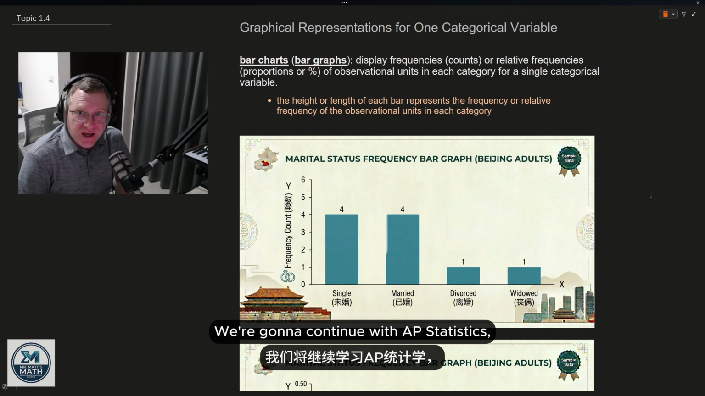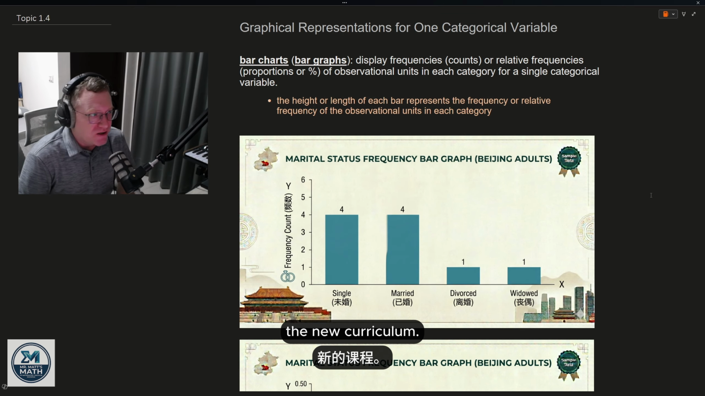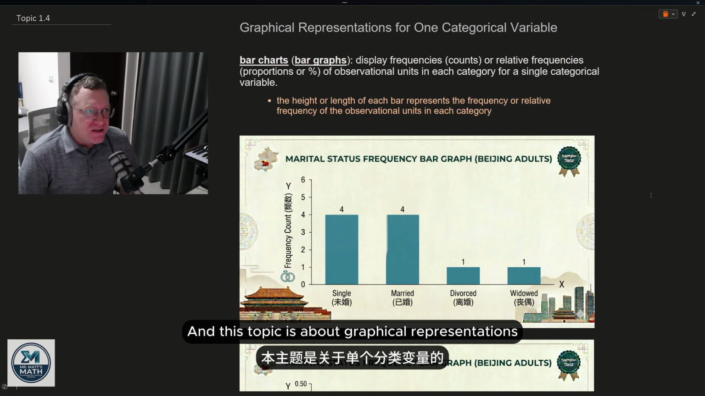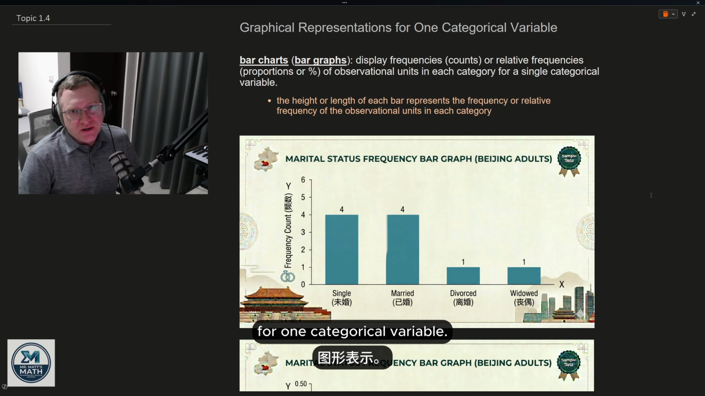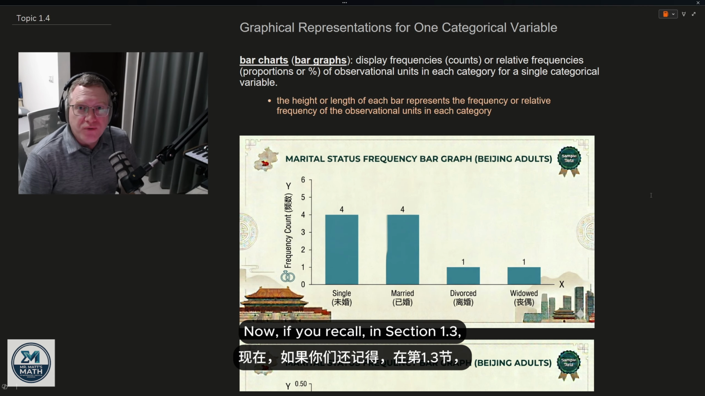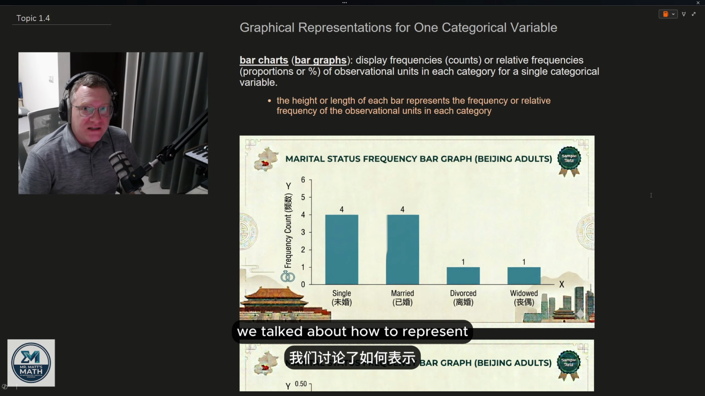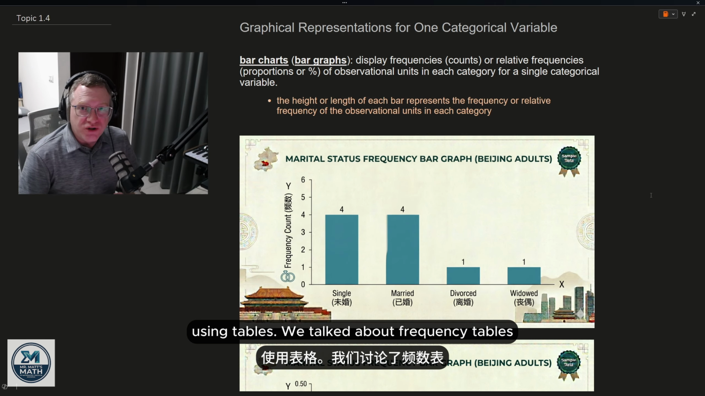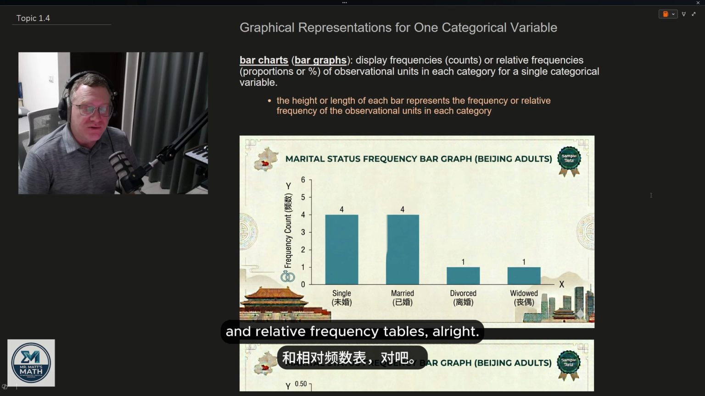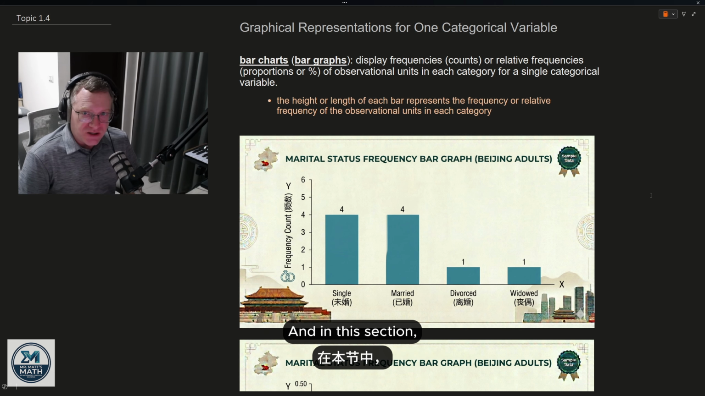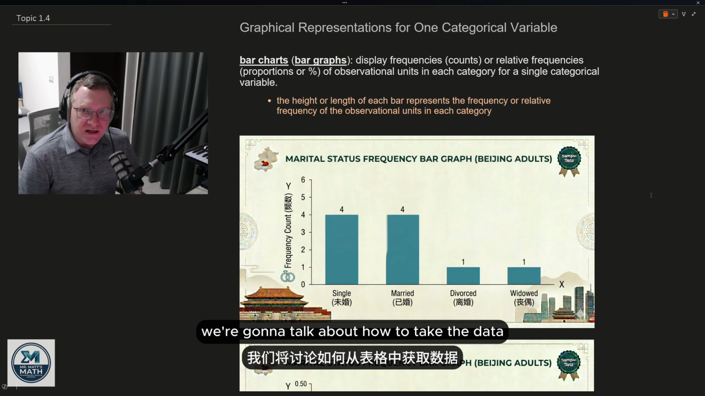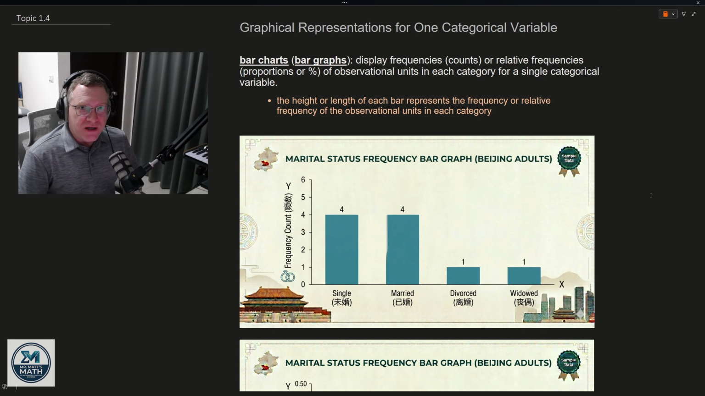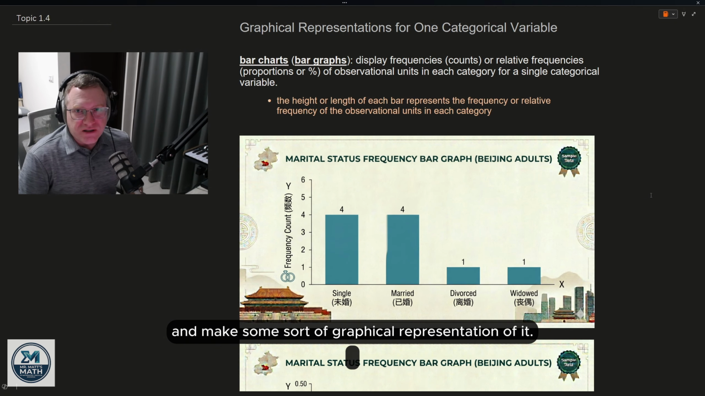We're going to continue with AP Statistics, the new curriculum. And this topic is about graphical representations for one categorical variable. Now, if you recall, in section 1.3, we talked about how to represent the data for one categorical variable using tables. We talked about frequency tables and relative frequency tables. All right, and in this section, we're going to talk about how to take the data from a table and make some sort of graphical representation of it.